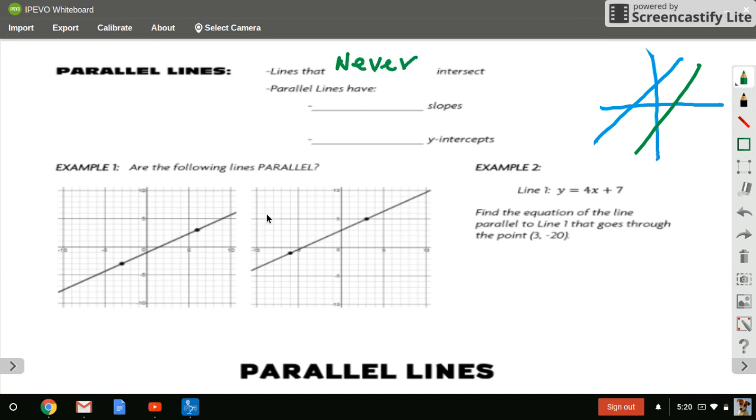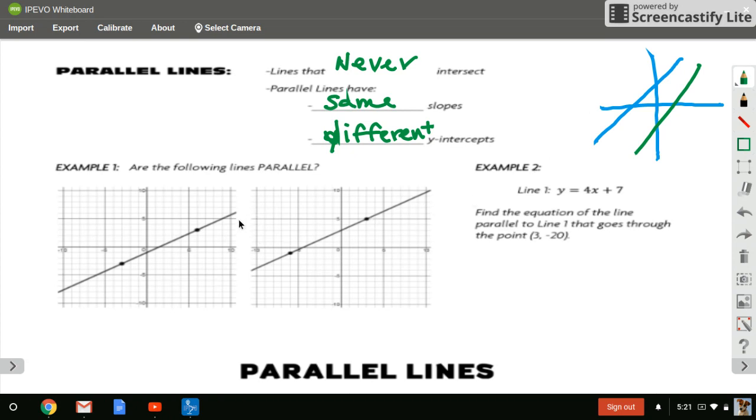Parallel lines also have the same slope. However, they have different y-intercepts. If they were to have the same y-intercept, they would then be the same line. And we don't need them to be the same line to be parallel, because in fact, they won't be parallel.